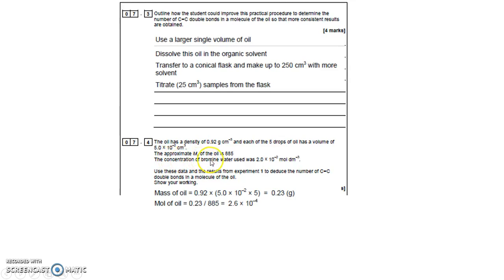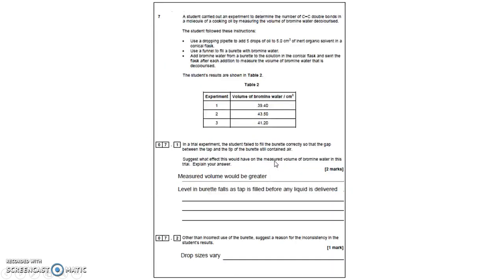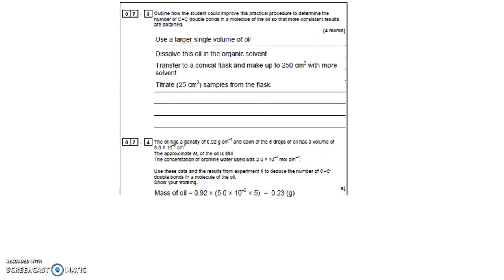What have I got next? I've got the concentration of bromine water. Again, this is leading me in. Concentration is moles divided by volume, so I'm going to need the volume to be able to work out moles. Where can I get the volume of bromine water? Well, it says I'm using experiment 1. And back here in experiment 1, the volume of bromine water is 39.4 centimetres cubed. I've got the volume of bromine water that I've used.